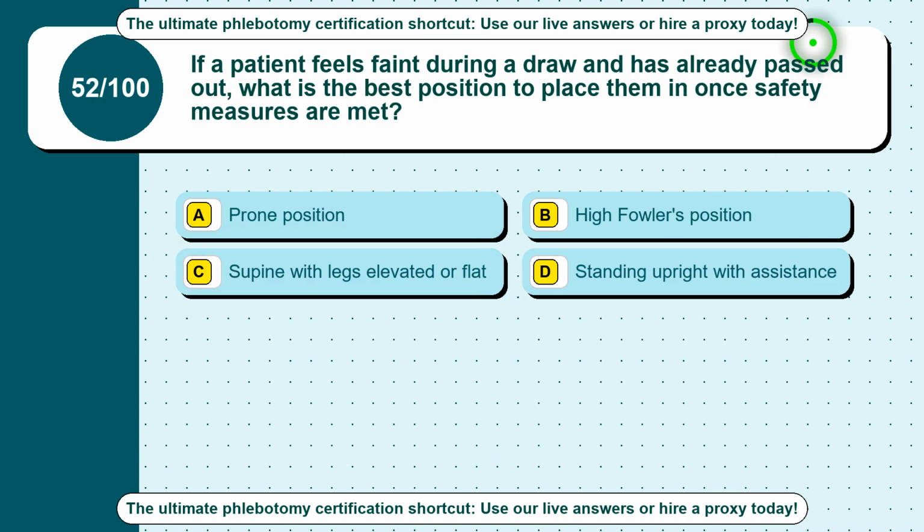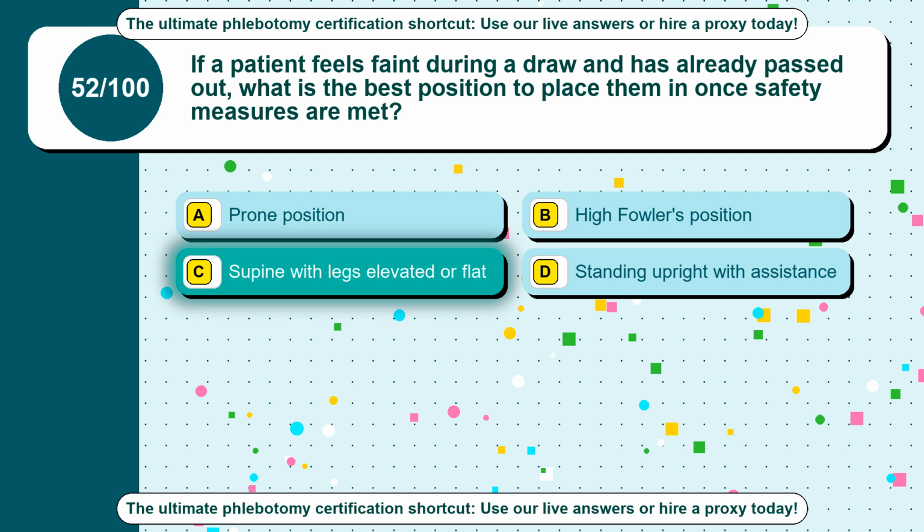Question 52. If a patient feels faint during a draw and has already passed out, what is the best position to place them in once safety measures are met? Option A. Prone position. Option B. High Fowler's position. Option C. Supine with legs elevated or flat. Option D. Standing upright with assistance. The correct answer is option C.